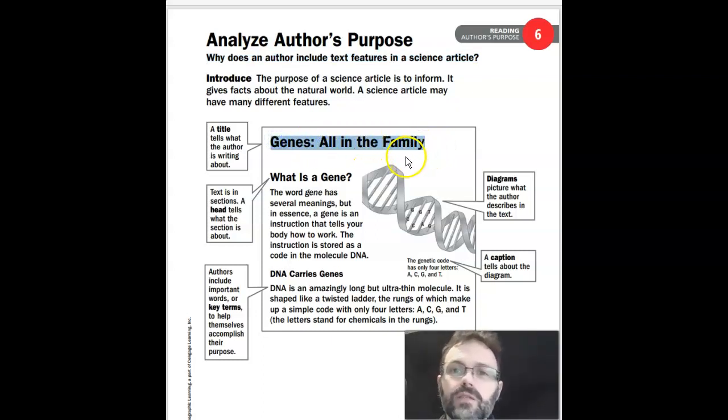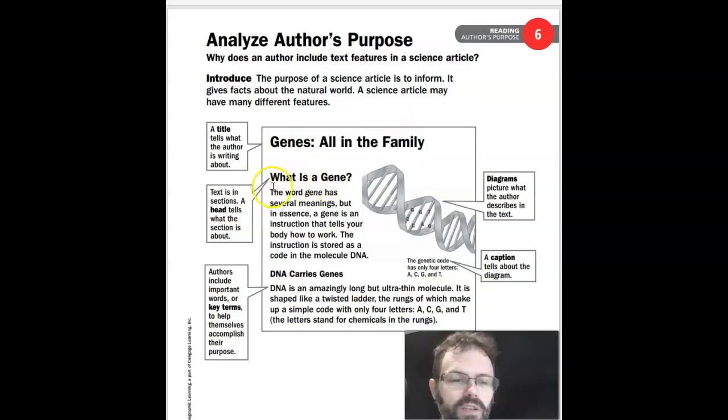One kind of text feature you might read is a title. The title tells you what the author is writing about. So, for example, a question could be, why did the author include a title about genes? Or, why did the author use the word family in the title?